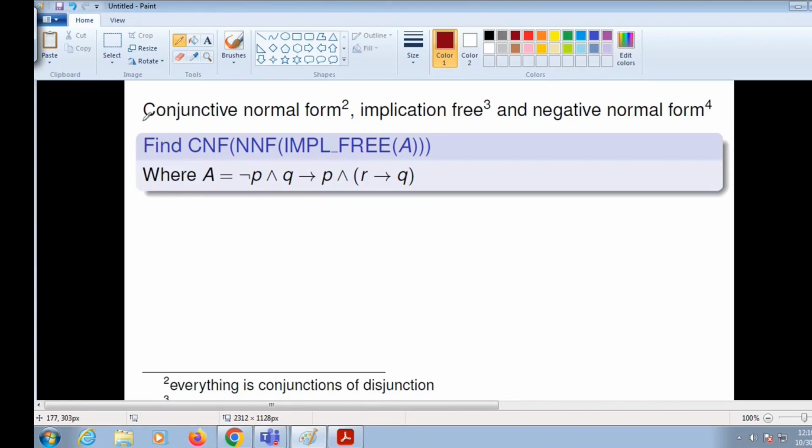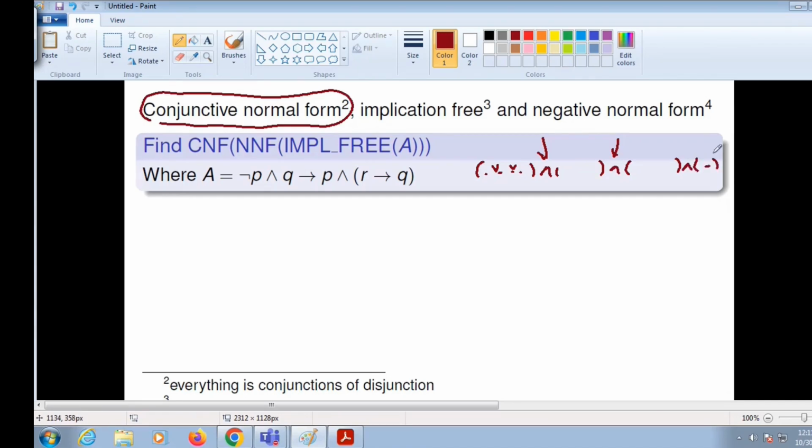One such representation is the conjunctive normal form. So what is a conjunctive normal form? There is a conjunction, and inside there are brackets with disjunctions, and outside there is conjunction. This is called the conjunctive normal form.